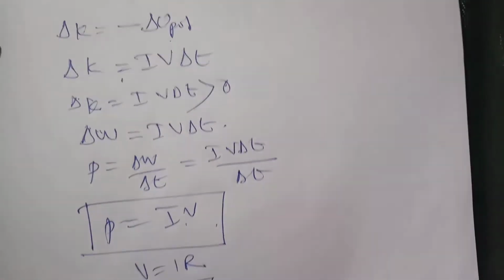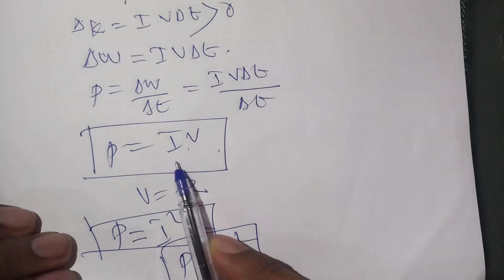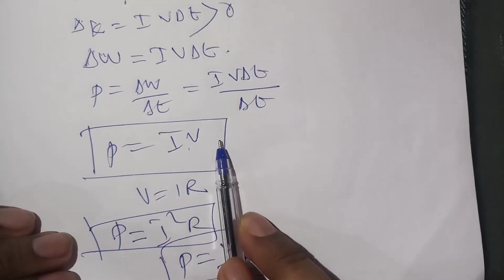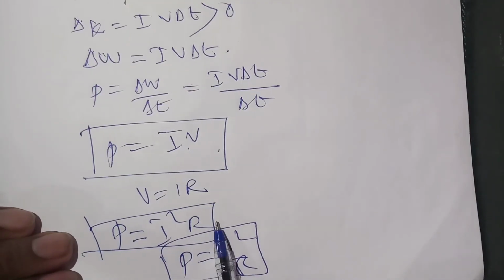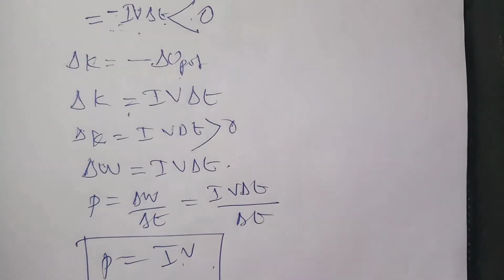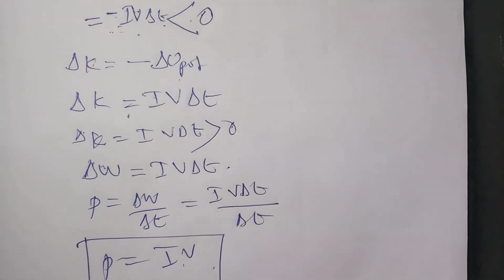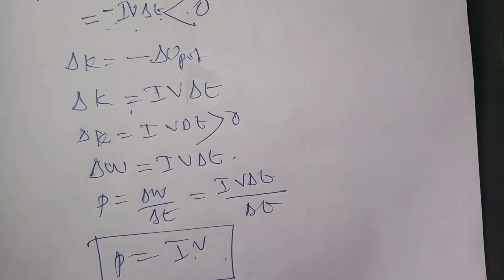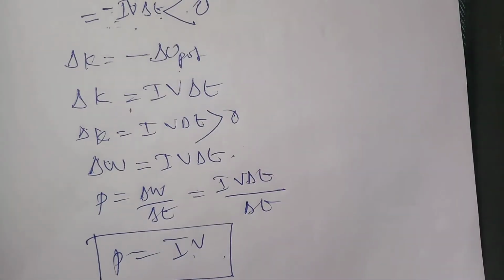So our main point is, power is given by three equations. Power is I into V, or power is equal to I square into R, or power is equal to V square by R. If you read this step by step in your textbook, it will be very clear how you are getting this equation. Now, just getting this equation alone will not take you to the final result.